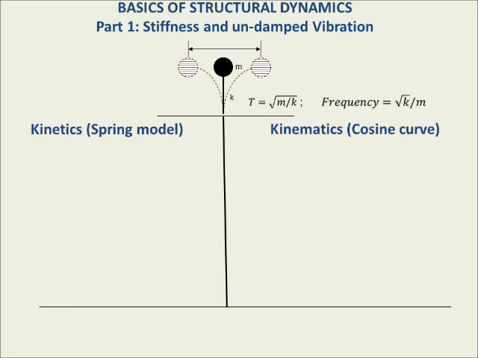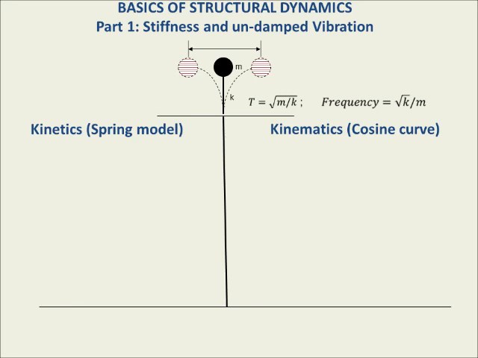Now, the period is the reciprocal of the frequency, right? Because the period is the amount of time for one oscillation, and the frequency is the number of oscillations per second. Frequency is the number of oscillations per second. The period is the number of seconds for one oscillation. So hence, the frequency would be the square root of K over M.